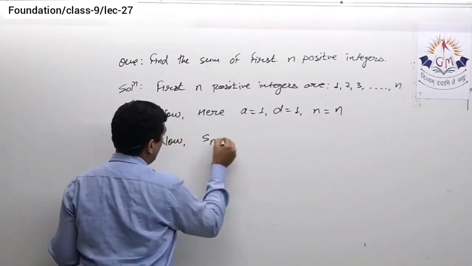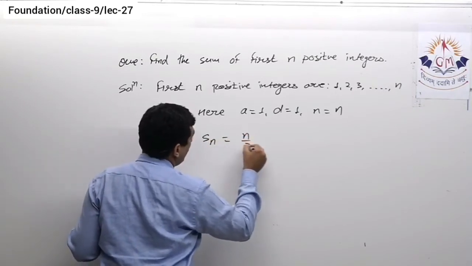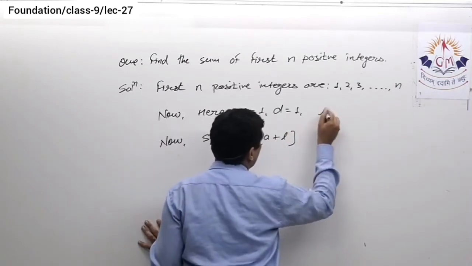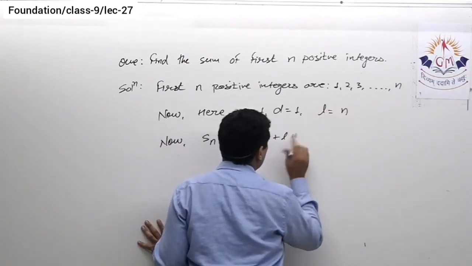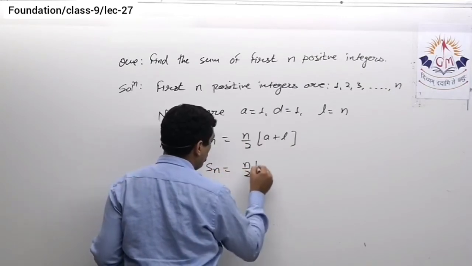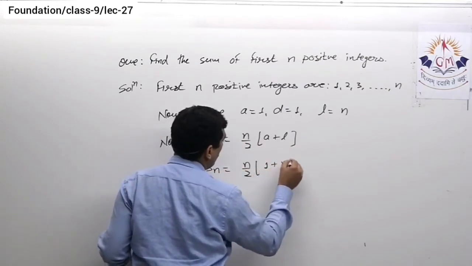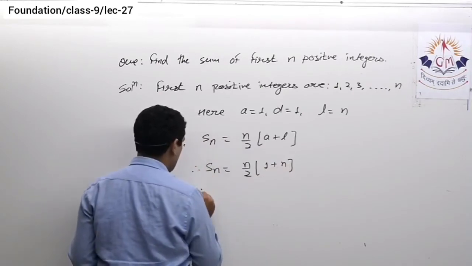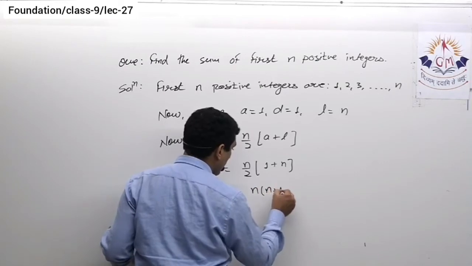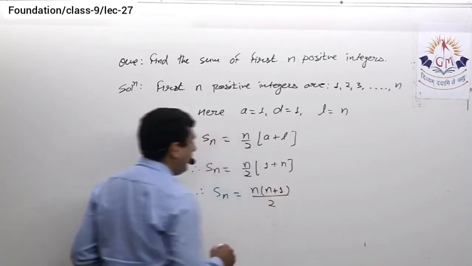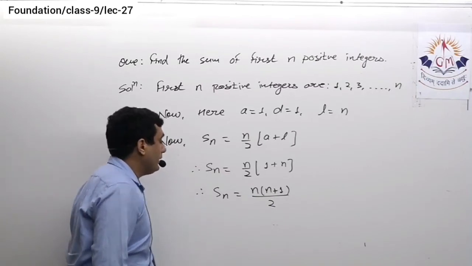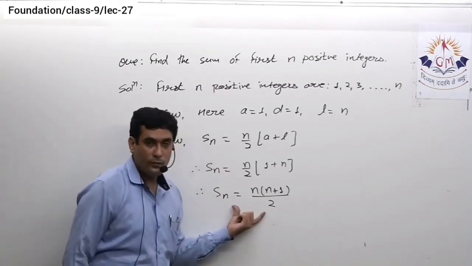Now Sn is equal to n by 2 into a plus l, or here if I say last term is the nth term, that is also okay. So Sn is equal to n by 2 into a plus l. So this is my answer. Sn is equal to n into n plus 1 by 2. Sum of first n natural numbers or sum of first n positive integers. See, we can use this formula directly.